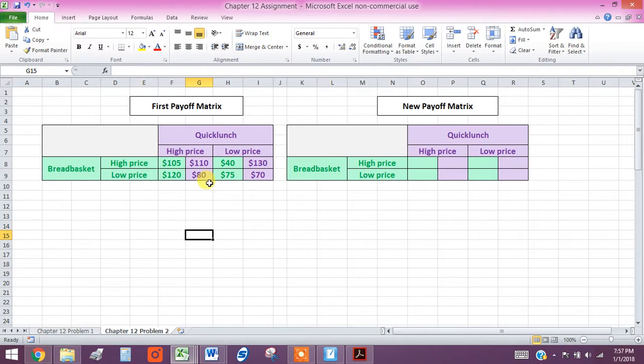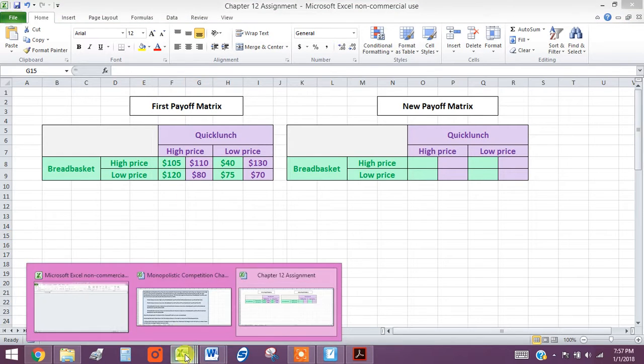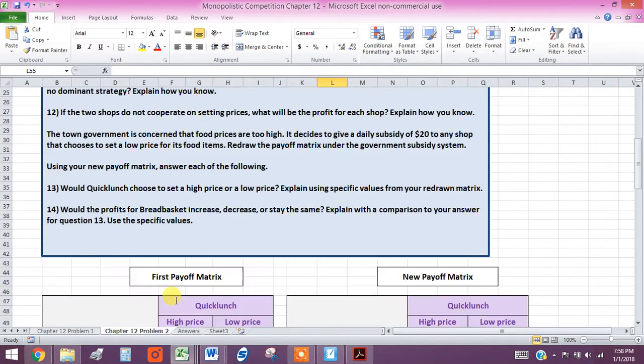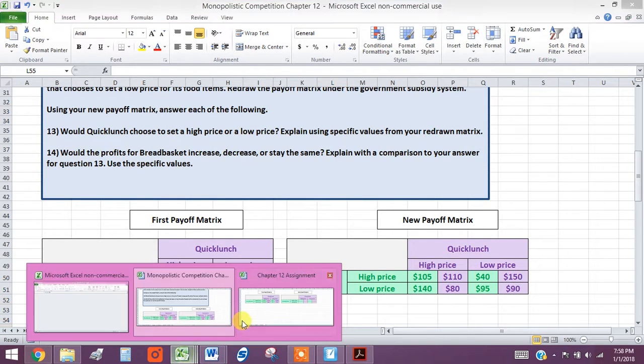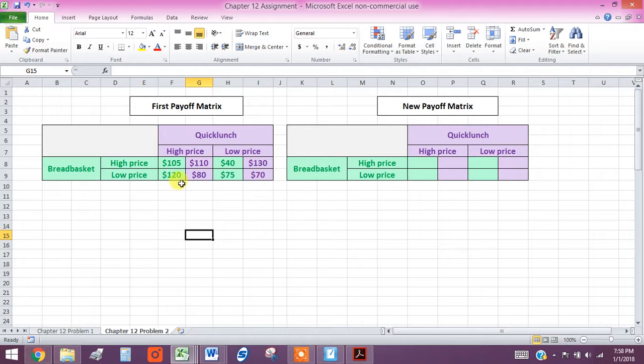So there's our matrix. Now let's just check that and make sure. Let's go back over here and look at it: 105, 110, 120, 80. Yep.